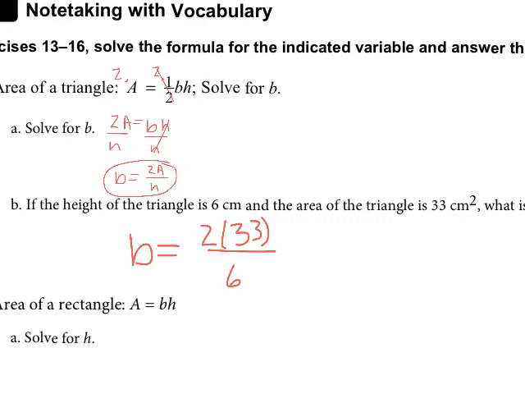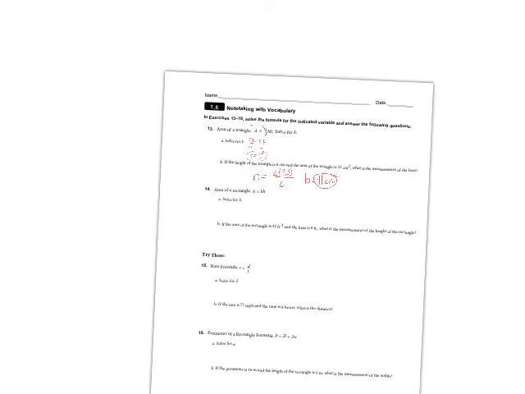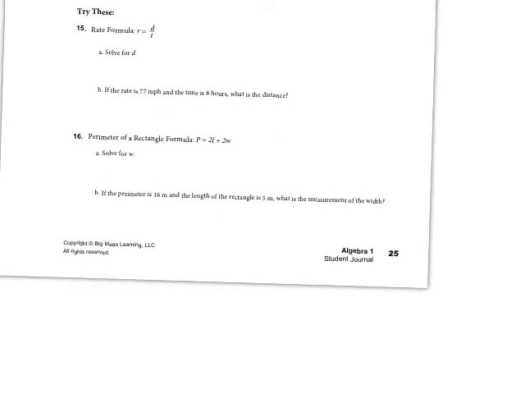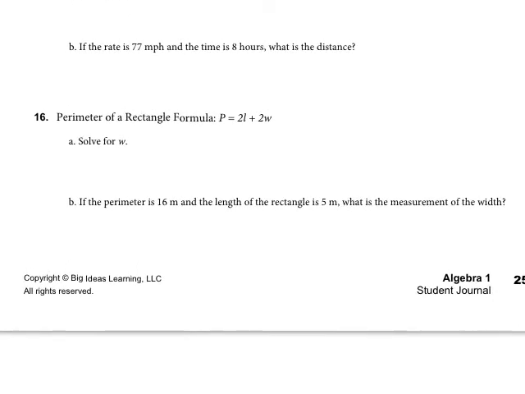Okay, so now no more algebra needed. We just need to simplify. Okay, so 2 times 33 would be 66. And then 66 divided by 6 would just be 11. So the base equals 11 centimeters. Okay, any questions? All right, let's do 16. Let's try number 16. Go ahead and do that together with your groups.